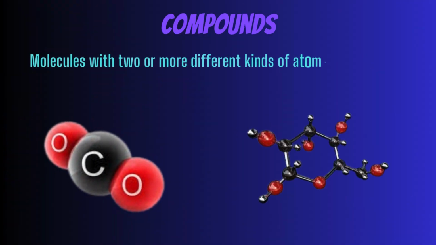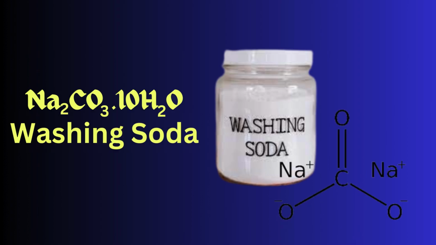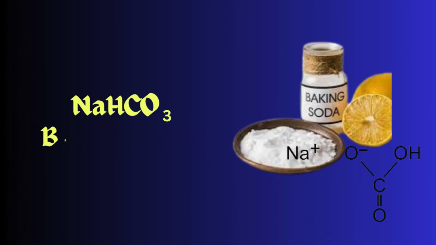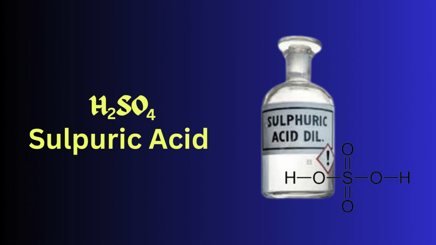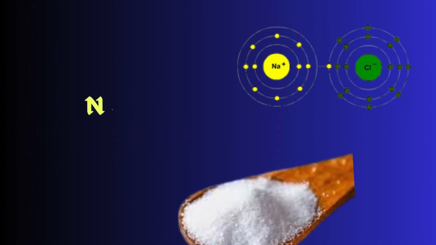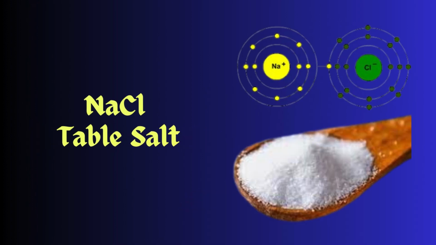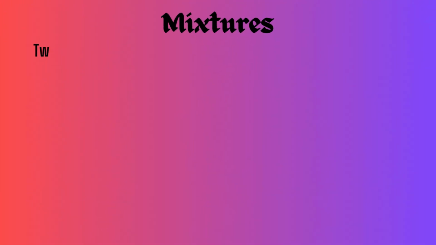Molecules having different types of atoms in their covalent bonds are called compounds. For example, washing soda, baking soda, sulfuric acid, carbonic acid, sodium chloride or table salt, etc.